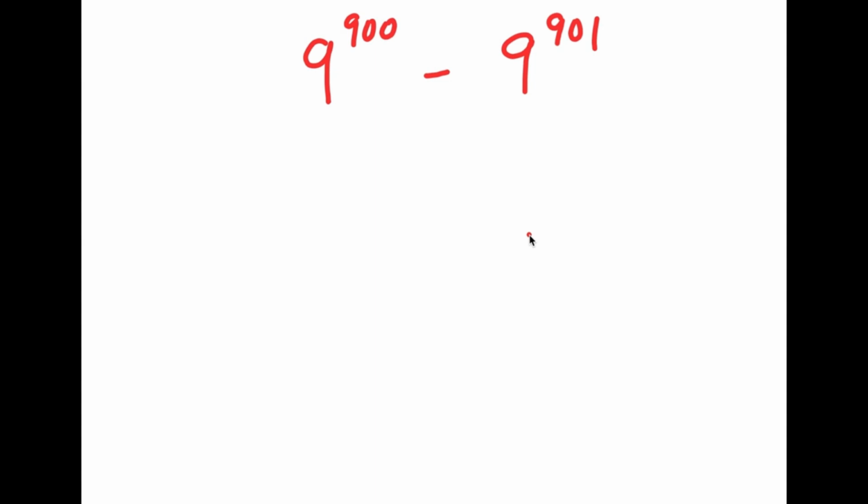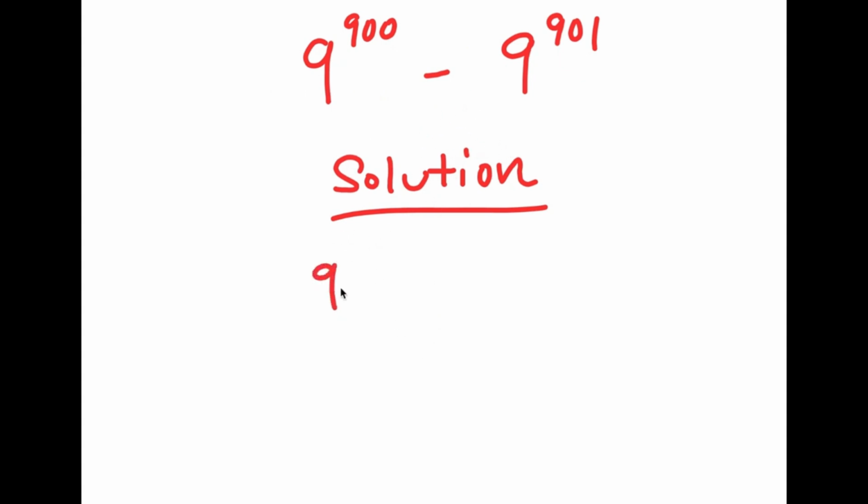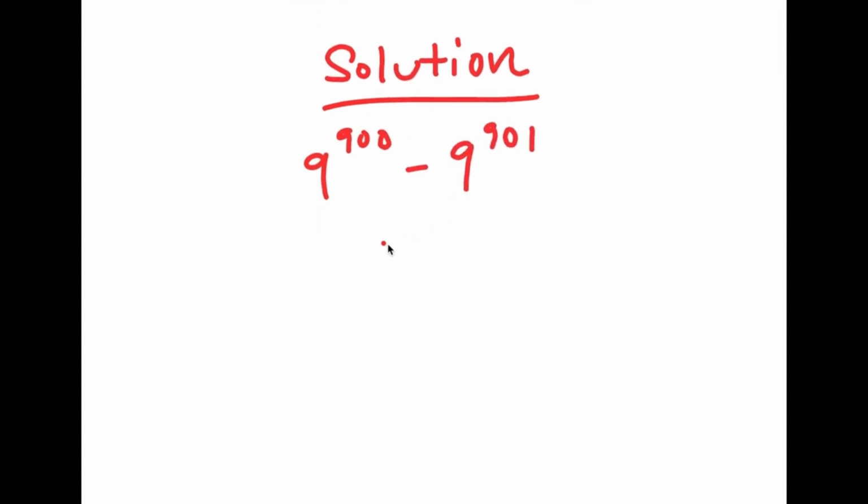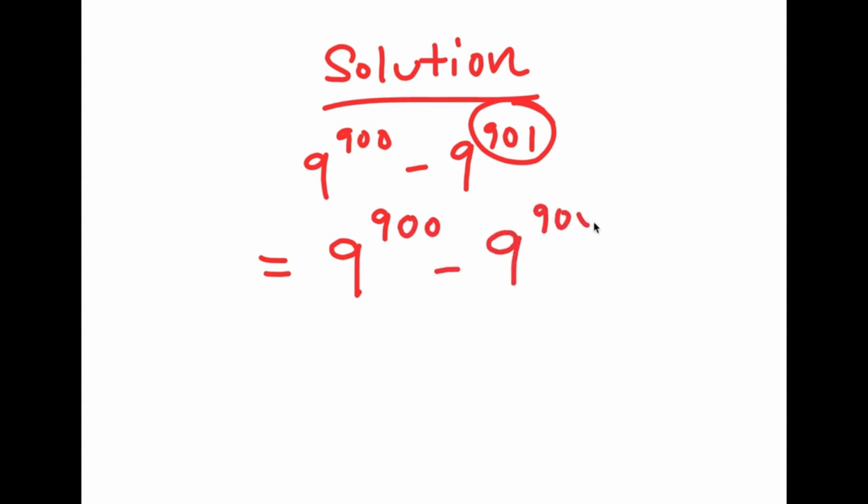Alright, so in this problem, I have 9 to the power of 900 minus 9 to the power of 901. For my solution, I'm going to first start by rewriting my original problem here. So I rewrite 9 to the power of 900 minus 9 to the power of 901. Now this is the same thing as, I can rewrite 901 as 900 plus 1. So this is the same thing as 9 to the power of 900 minus 9 to the power of 900 plus 1.